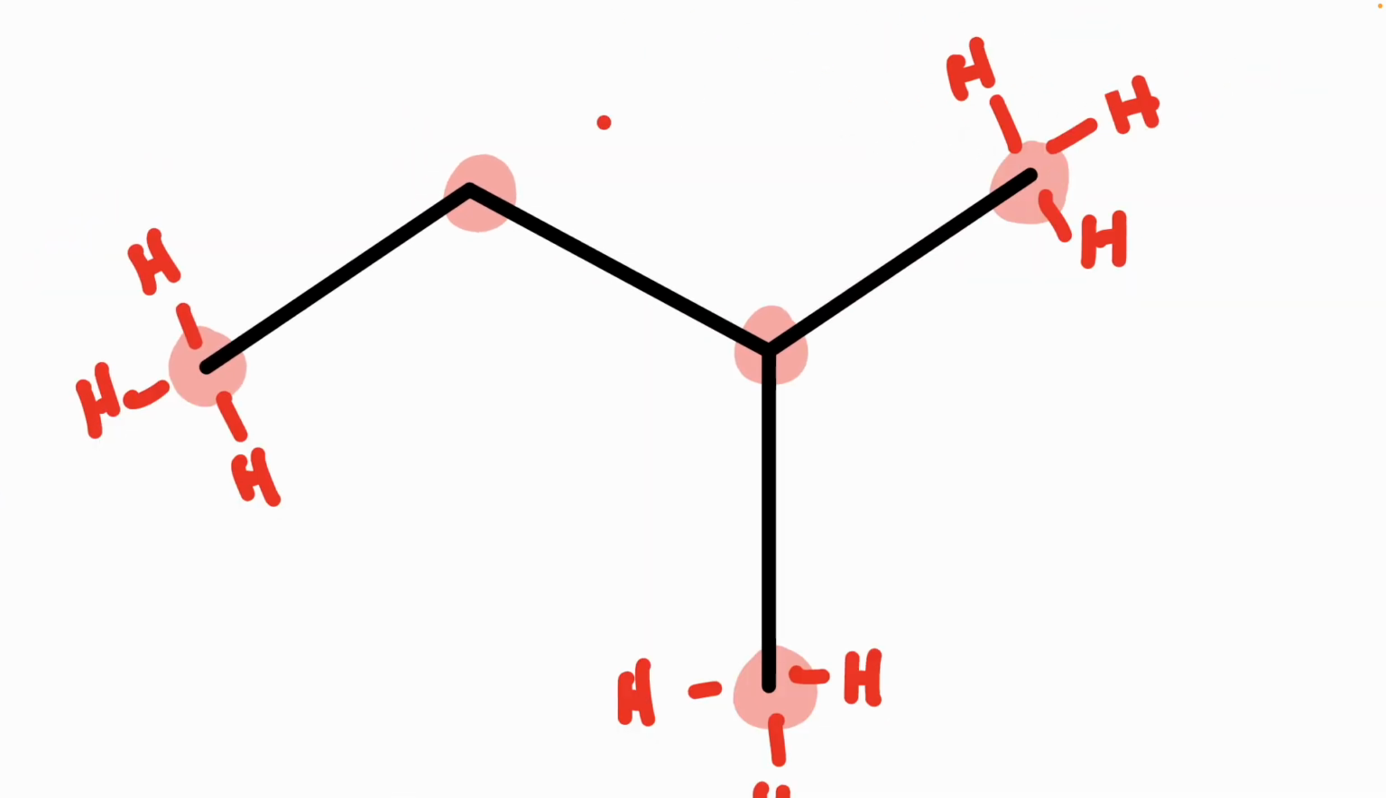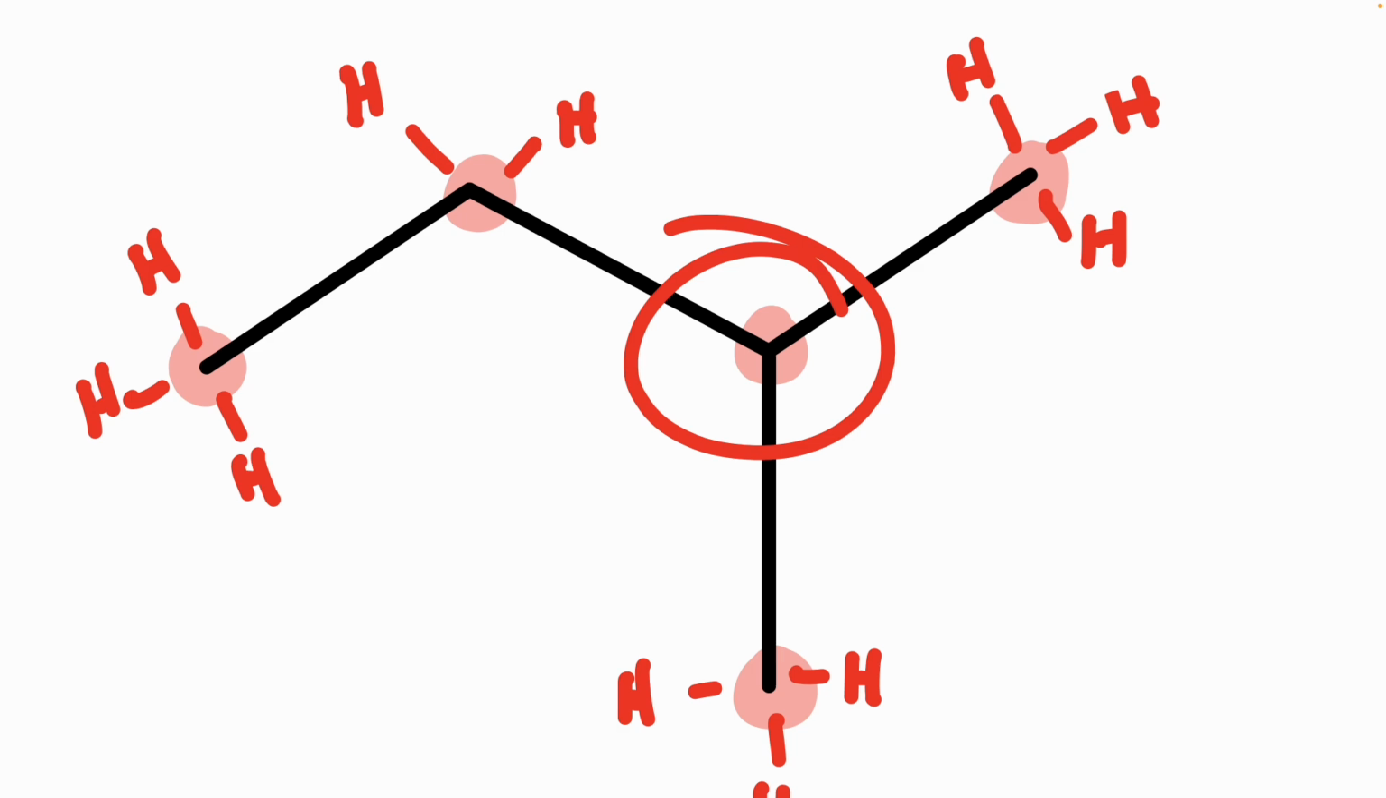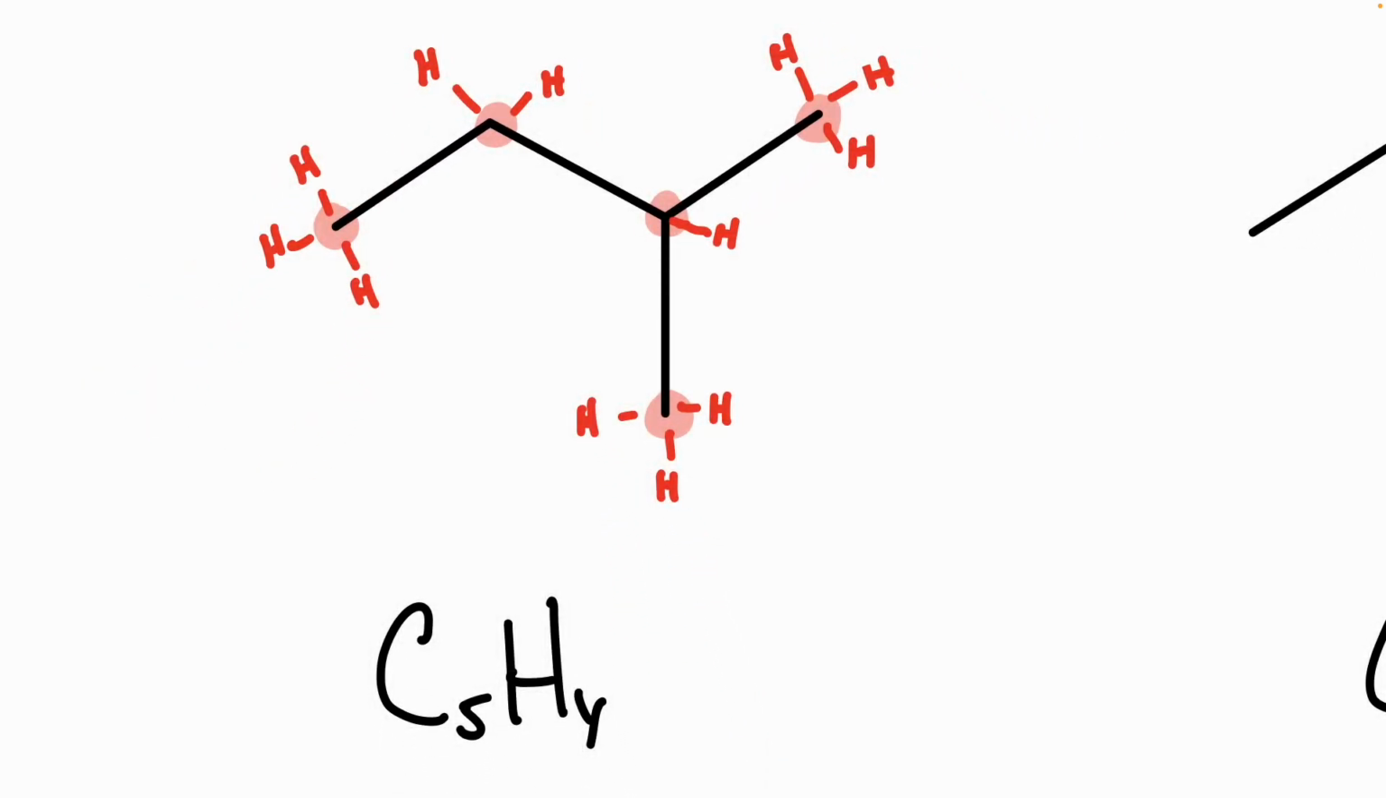All right, what about this one right here? How many hydrogens? 2. And what about this guy? Just 1, right? It's already got 3 bonds explicitly written, so that means my 4th bond is that missing hydrogen. Okay, so that'd be C5H12.